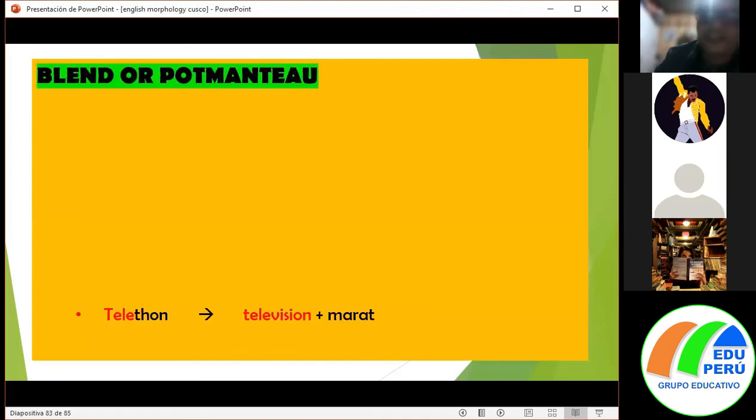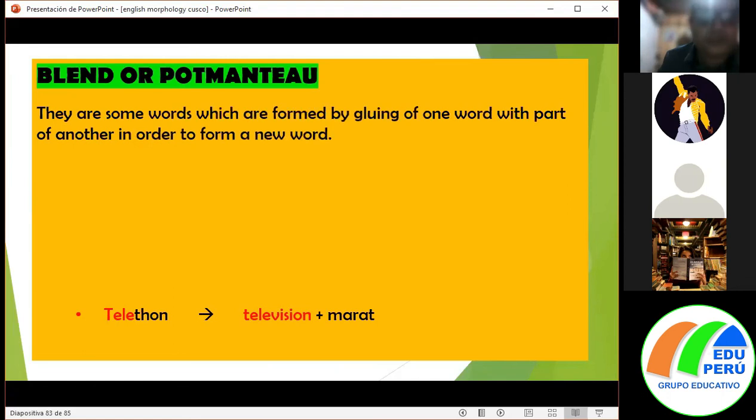Oh, yeah, here you have one example. Blend or portmanteau. Blending. Blend means mix, no? To mix. The blender, for example, is the machine that you use to make juices, to blend, to mix the fruits. This is mixing. So you form it by gluing one word with part of another in order to form a new word.